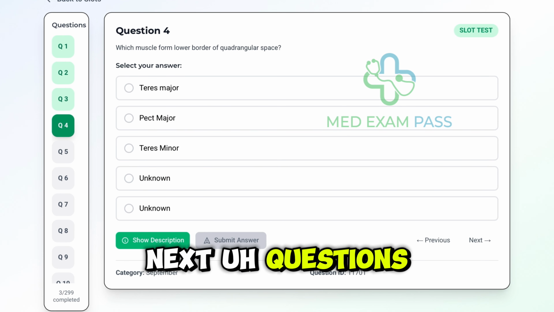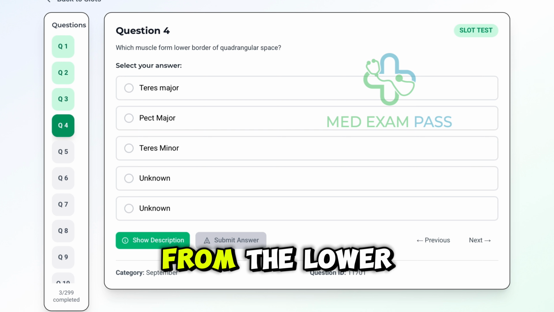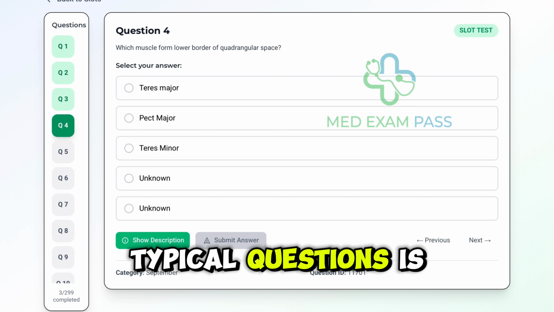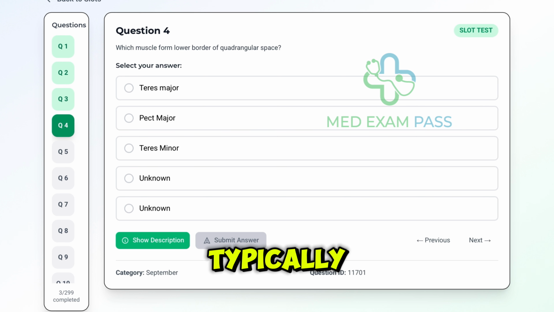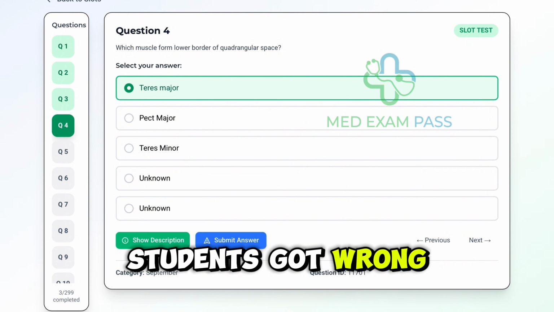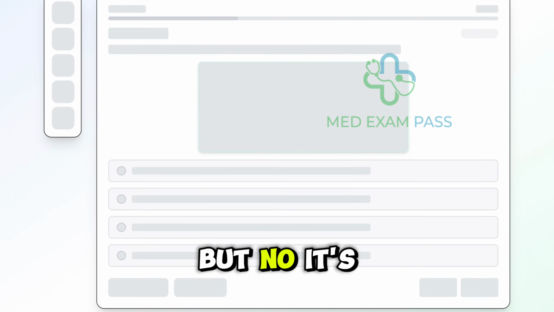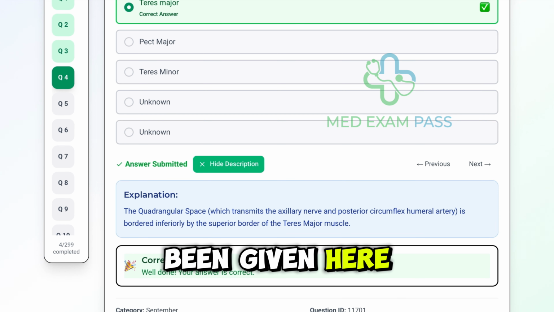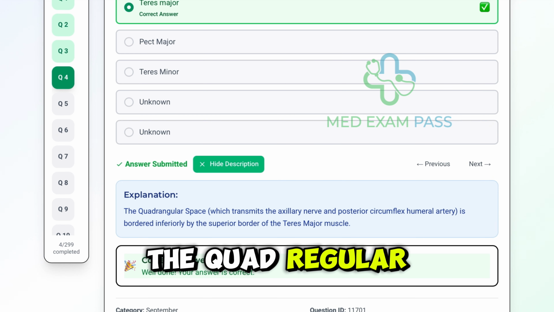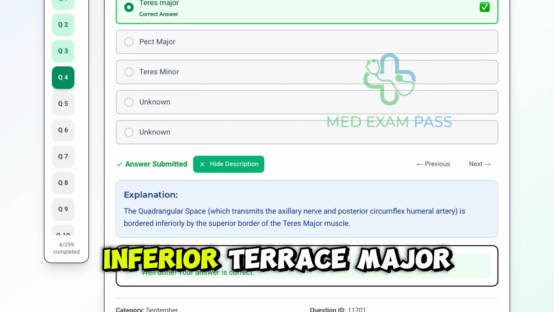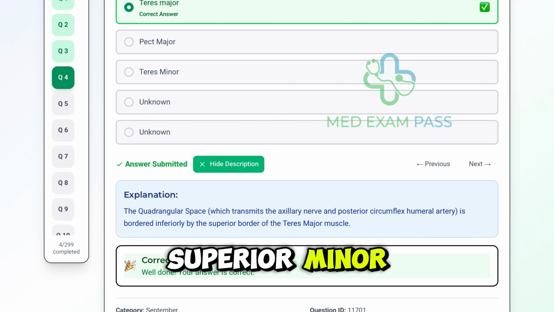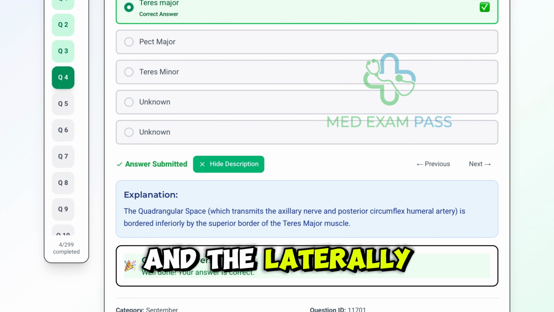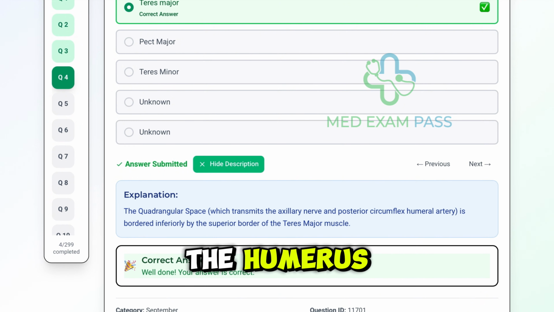Next, question number 4. Which muscle forms the lower border of the quadrangular space? A very typical question; the answer is teres major. Most students get it wrong and click teres minor, but no, it's the major. The explanation has been given here. You can see the borders of the quadrangular space: superiorly teres minor, inferiorly teres major, medially the long head of the triceps brachii, and laterally the surgical neck of the humerus.